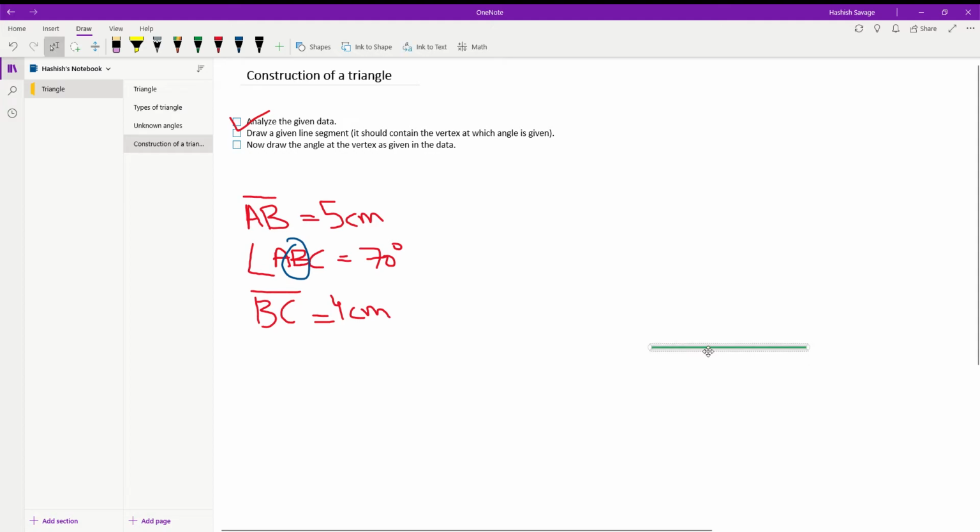Let's say it's 5 centimeter, AB. A, B. So we have drawn a line segment that contains the vertex at which the angle is given. Next, we should draw the angle. The angle is 70 degrees.